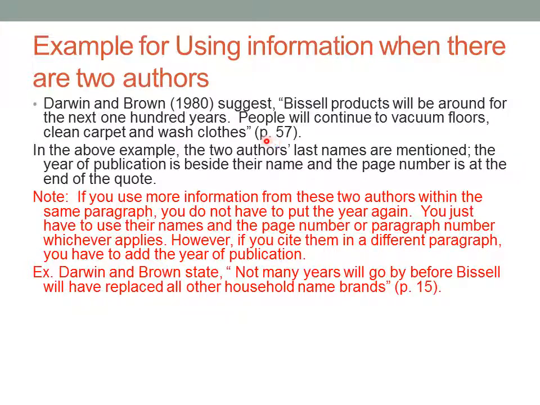Okay. Again, I put both of their names. I spell out the and. I put the year of publication. I go on and put my citation. And then I put the page where I got it from. Then I give you a little note here. If you use more information from these 2 authors within the same paragraph, you don't put the year again. You just have to use their names and the page number or paragraph number, whichever applies. However, if you cite them again in a different paragraph, then you have to go back and add all of the information. So here's an example of if you do it twice in the same paragraph.